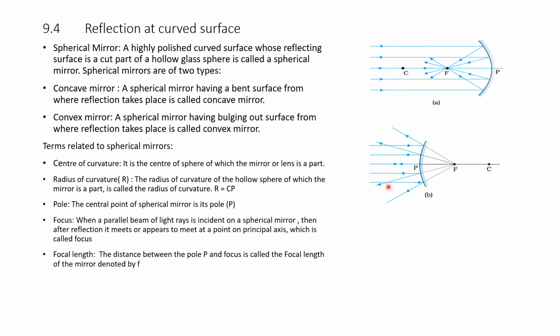Focal length. The distance between the pole P and the focus F is called the focal length of the mirror and is denoted by the letter small f. So, the distance FP is called the focal length. Here also FP is called the focal length and the distance is represented by the symbol small f. Similarly, this diagram is for a convex mirror.